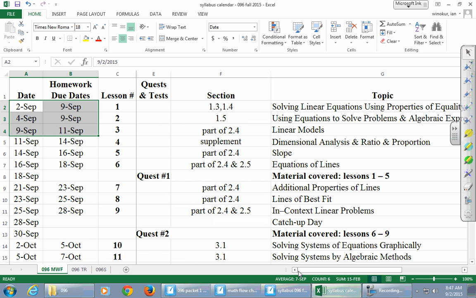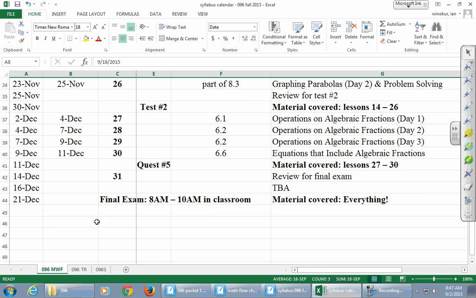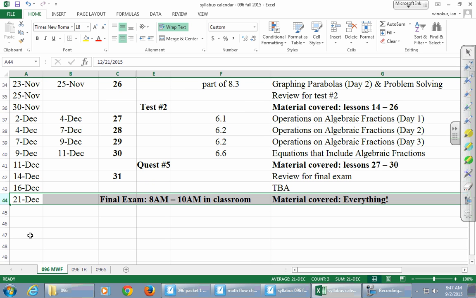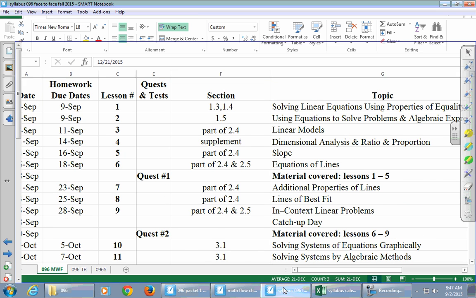The dates for all of those things, again, are on this calendar. You can see our first quest is September 18. And like I said, every date is listed there in that column all the way up to the final exam on the 21st, all right? Okay, so I think that is that.